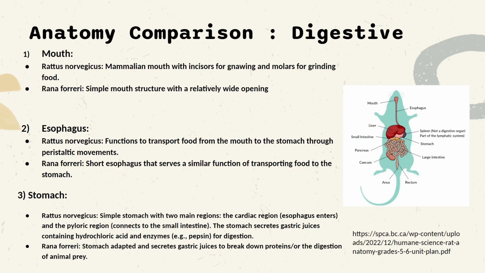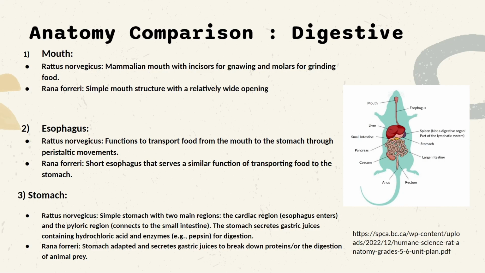The esophagus has a function to transport food from the mouth to the stomach through peristaltic movements. The frog just has a short esophagus that serves a similar function of transporting food to the stomach. Same thing. And the stomach for the rat has two main regions: the cardiac region, where the esophagus enters, and the pyloric region, which connects to the small intestine.